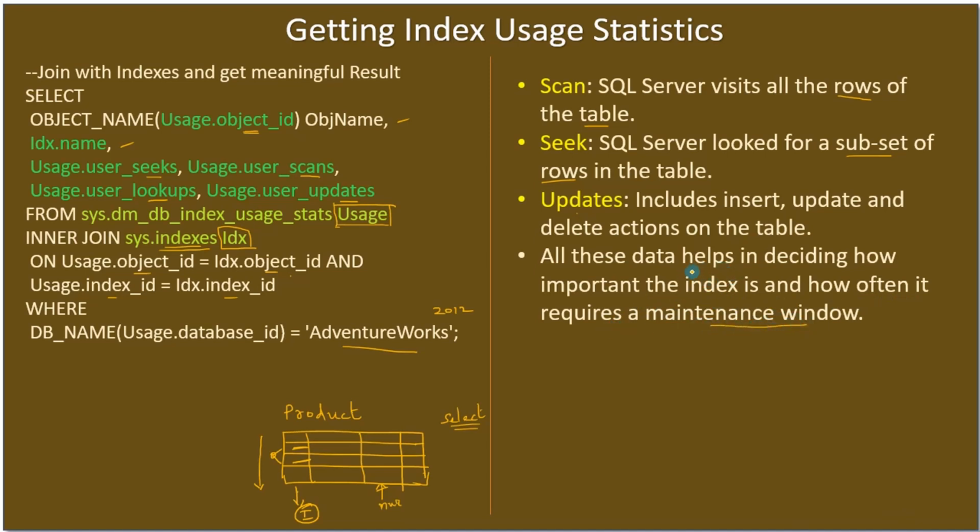So not only does it help in deciding whether an index is required or not, it also helps to state how often a maintenance window is required. Maintenance window means the index maintenance window in terms of reorganize as well as rebuild. So if you see a huge number of updates, then you may tell your DBA that there is a high possibility of fragmentation for this specific index by comparing with other indexes.